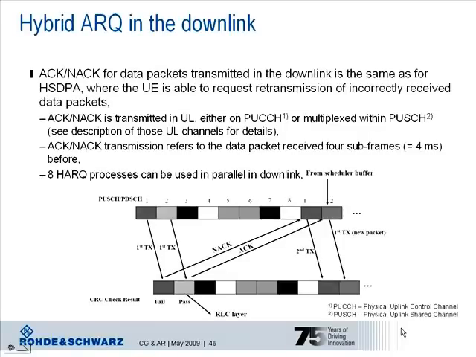The hybrid automatic repeat request for LTE in the downlink works the same way as for HSDPA. The UE can request the retransmission of incorrectly received data packets via ACK/NACK reporting. The ACK/NACK information is sent in the uplink on the physical uplink control channel, PUCCH, or the physical uplink shared channel, PUSCH. This depends on whether uplink data transmission is ongoing in parallel or not. The ACK/NACK sent in the uplink refers to the data packet received 4 subframes, meaning 4 milliseconds, earlier in the downlink. This is a timing relation in LTE FDD.